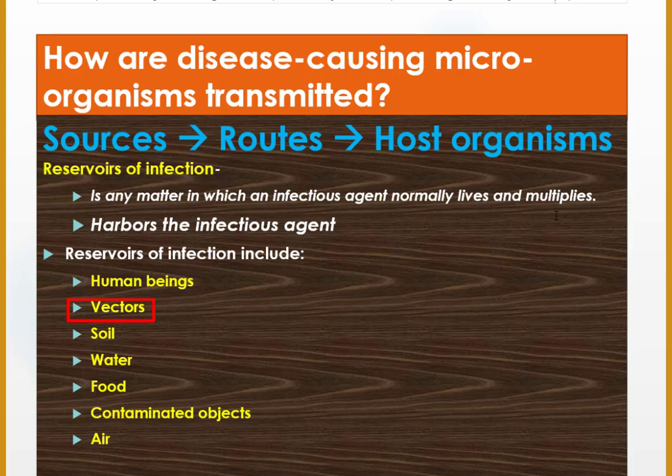Animal vectors like chickens are reservoirs to salmonella infections, and mosquitoes are reservoirs to malaria. Soil is also a reservoir to bacteria that cause tetanus. Water is a reservoir to bacteria that cause Legionnaire's disease and protozoa that cause amoebiasis, and a reservoir for bacteria that cause cholera. Foods are a reservoir to bacteria that cause typhoid fever.